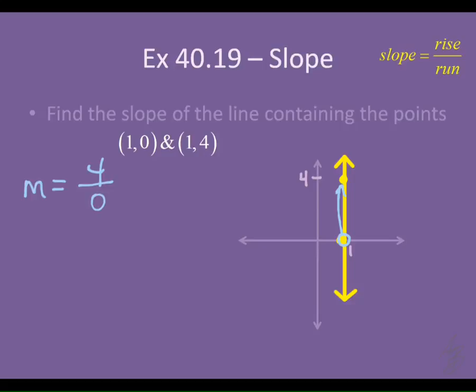Now, type in your calculator, 4 divided by 0. What do you get? You can't divide by 0, can you? Does anybody know why you can't divide by 0? Think about what division means.